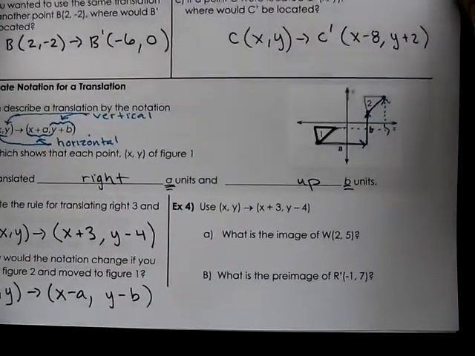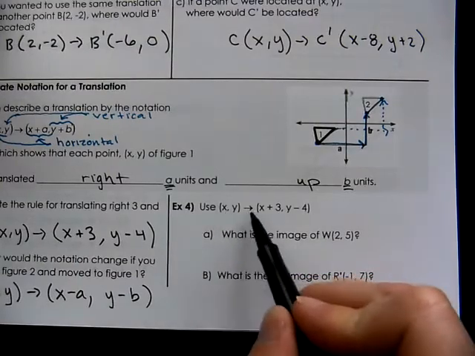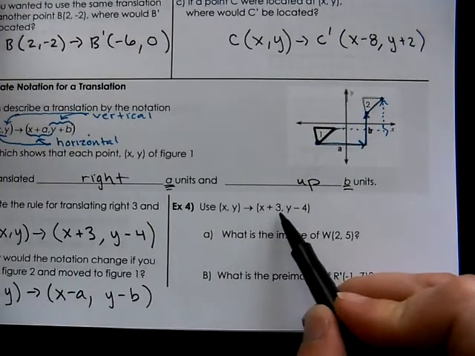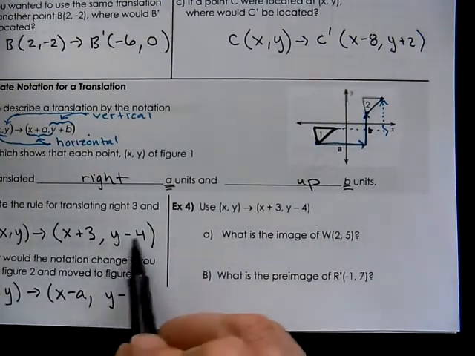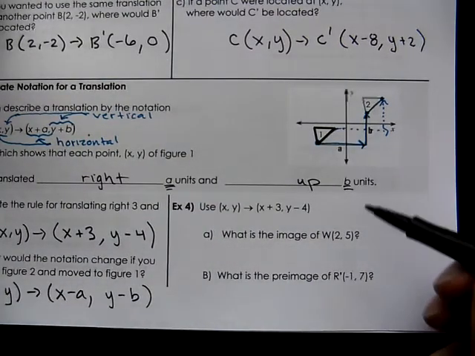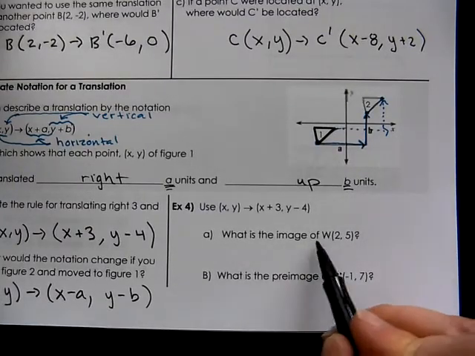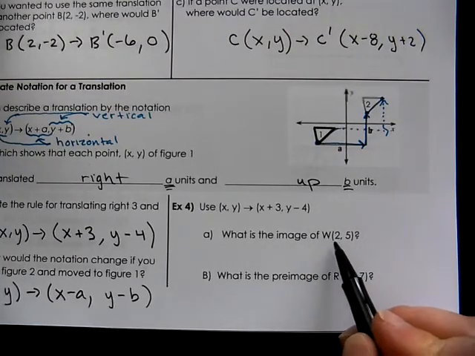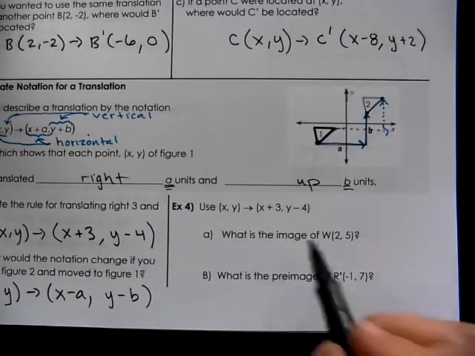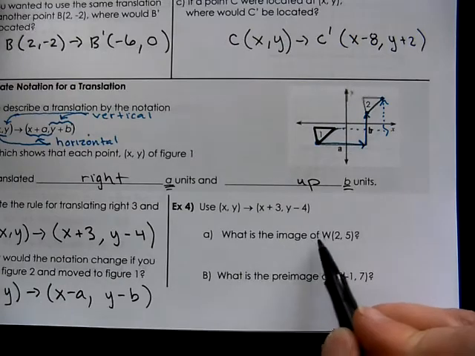Here in example 4, they give us this rule. The rule is take each point and change it in this way, x plus 3 and y minus 4. That's what we were just coming up with previously. And let's apply that to a couple of specific points without graphing. So what is the image of point W, which is located at 2 comma 5? Remember, the image describes what comes after the movement. How does it change? Where does it end up?